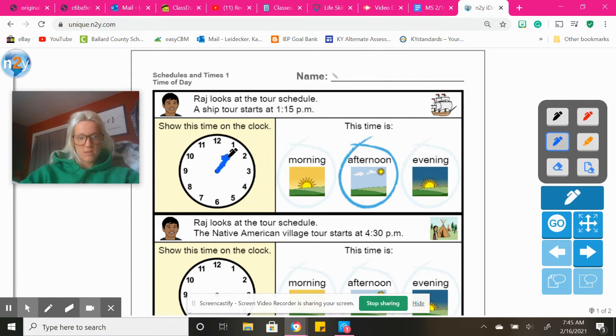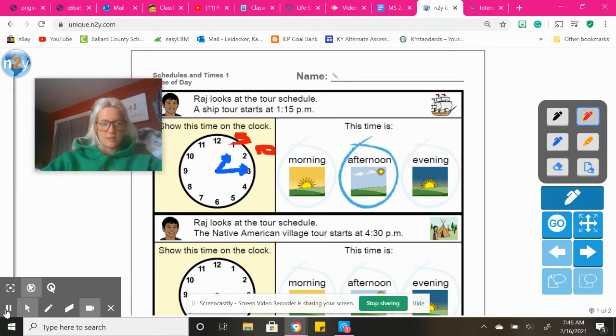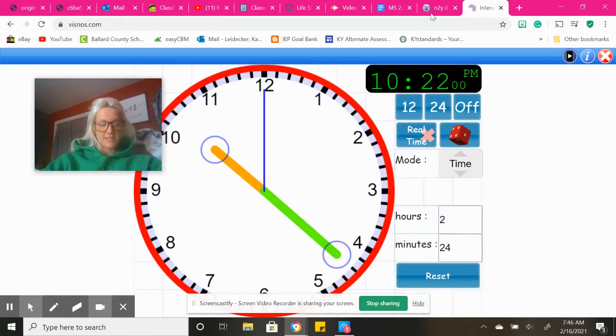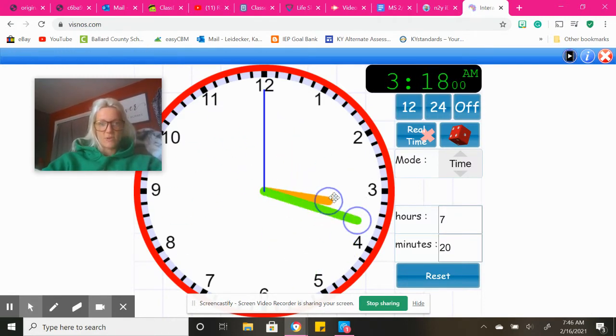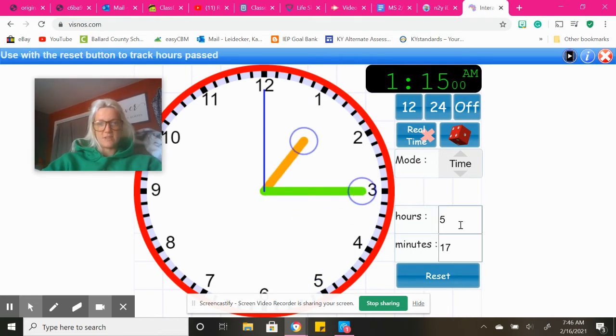So 1:15. So knowing that our clock starts at 0, then we have 5, 10. Okay, so I have found an interactive clock here. So if we're going to 1:15, here's 1 and here's 15. Okay, so this is how your clock should look.